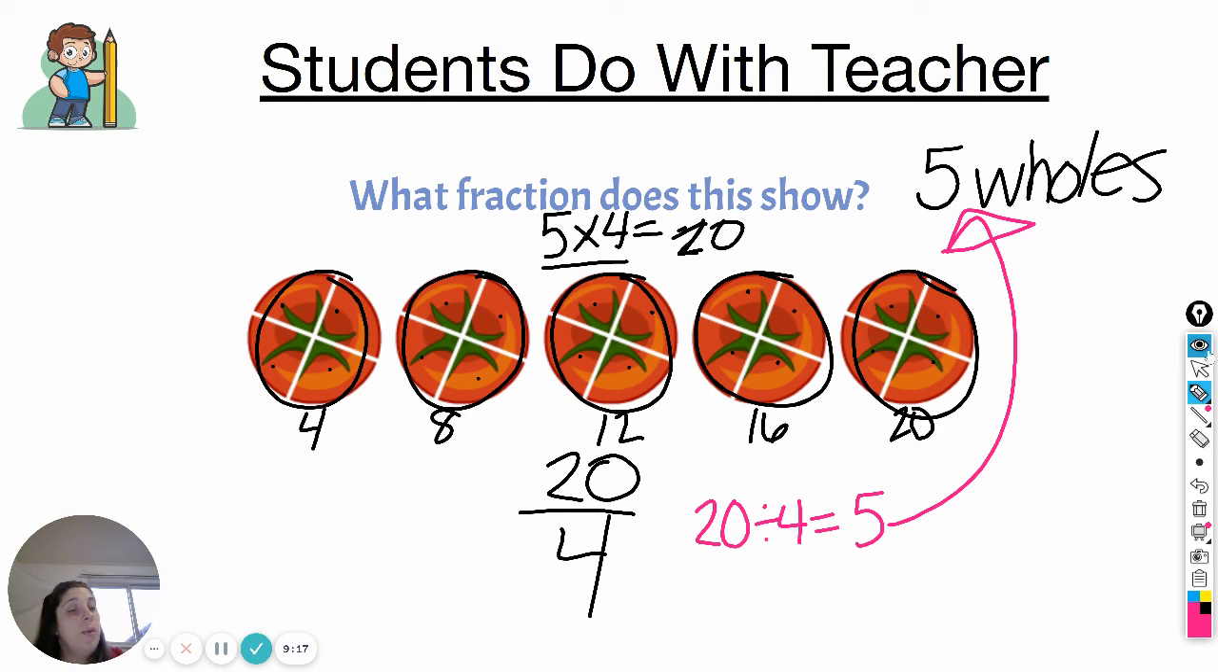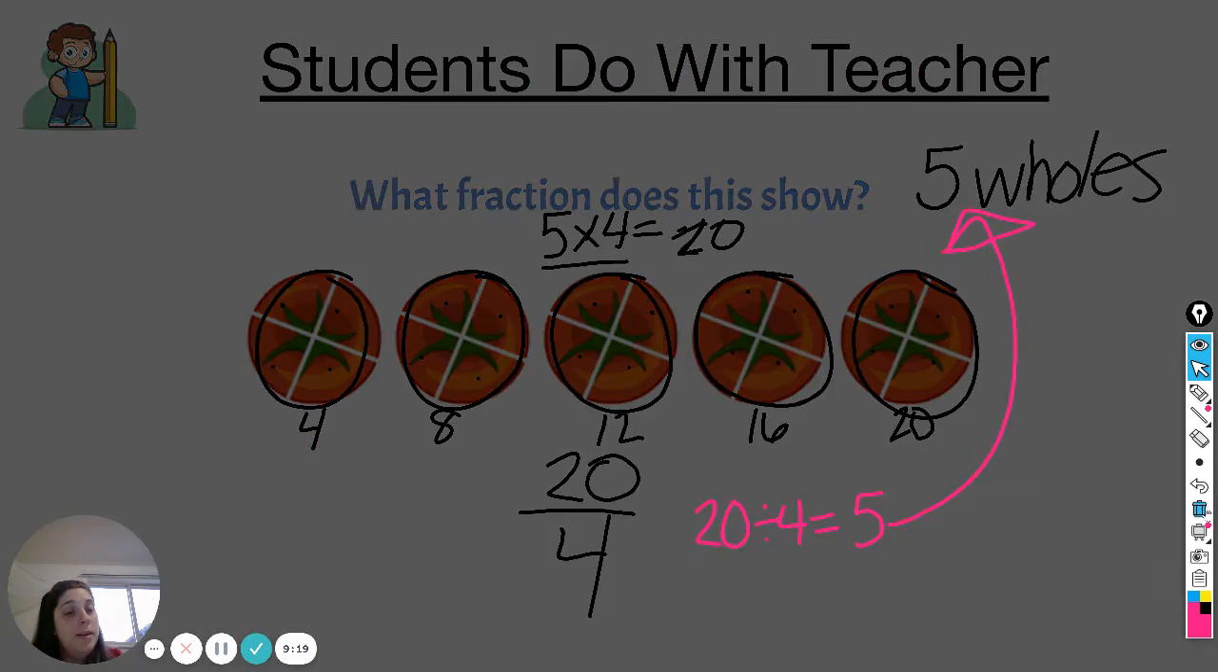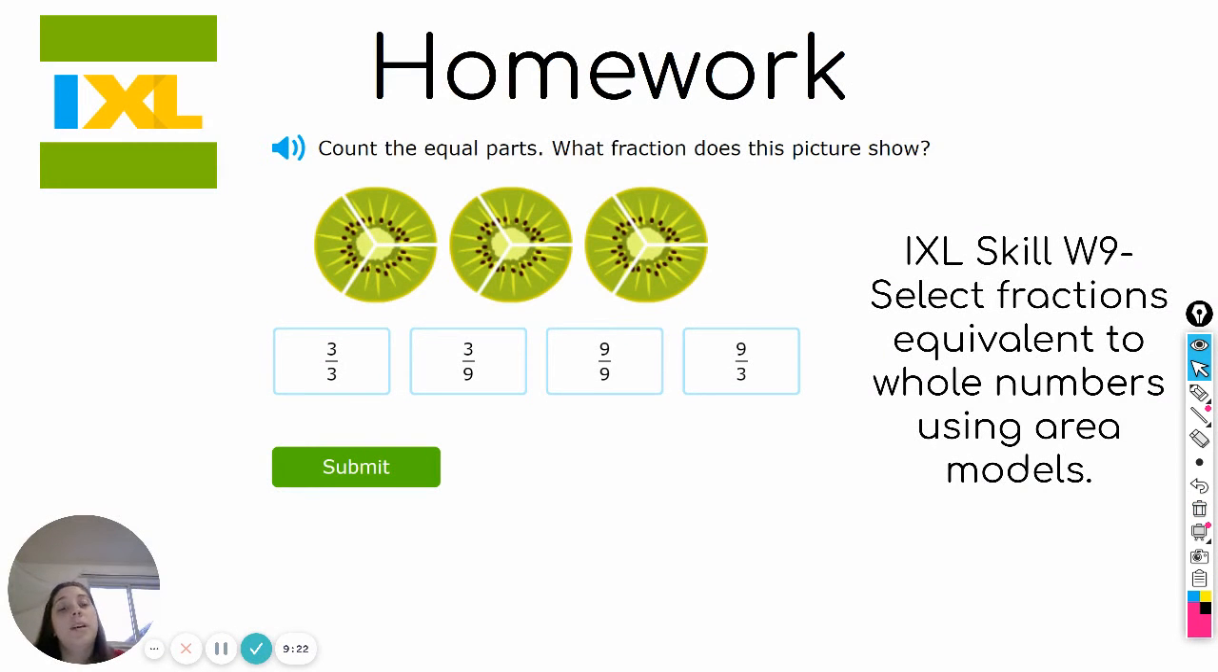All right, let's take a look at what your homework is for today. IXL skill W9, select fractions equivalent to whole numbers using area models. So it says count the equal parts. What fraction does this picture show?